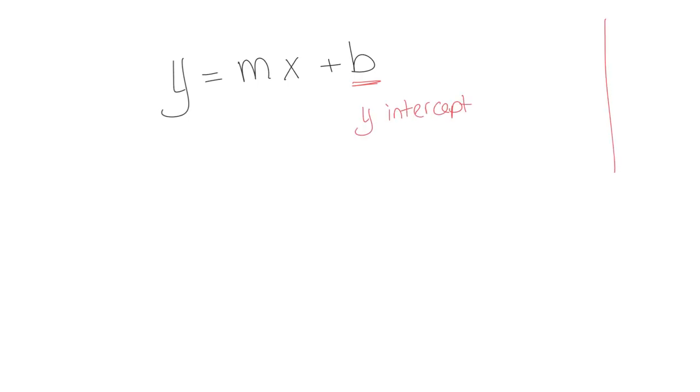Given to you is y equals mx plus b. All right, so anytime you see a line and it has y equals and then some number times x plus b, that's your slope-intercept form. So we'll start with the b. The b represents your y-intercept. What that means is where a line crosses the y-axis.